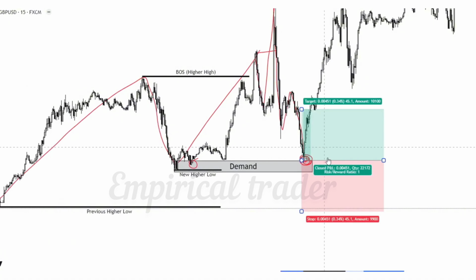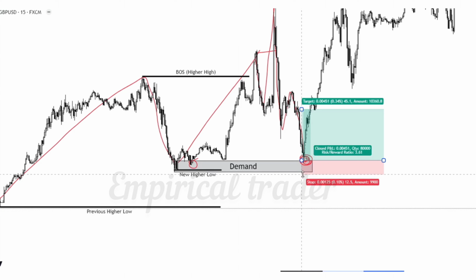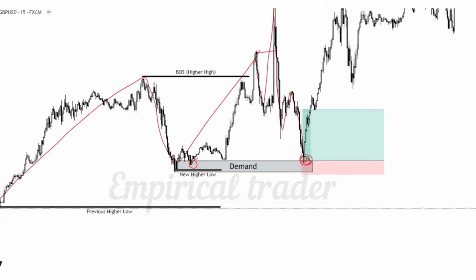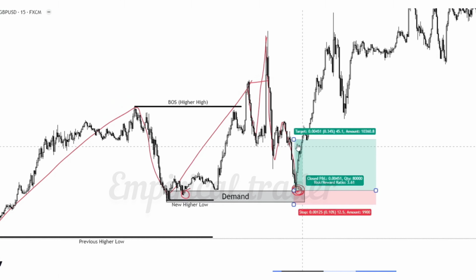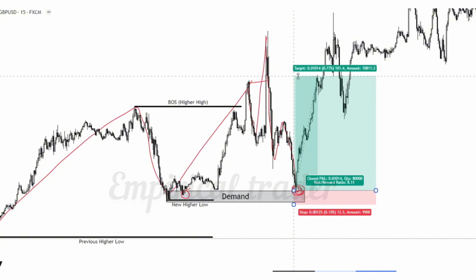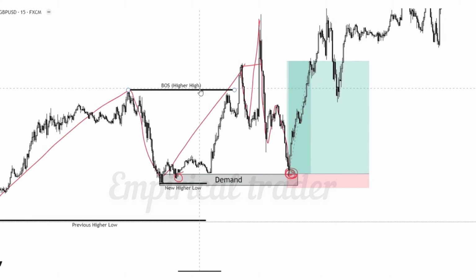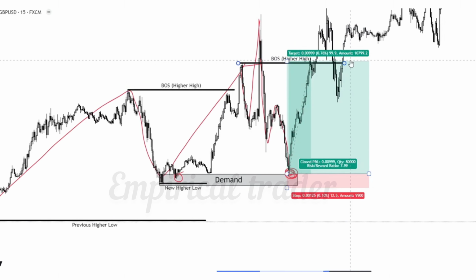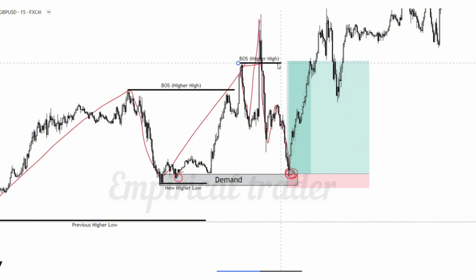Obviously, the entry at the top of the demand, stop loss below the demand. And for take profit, we have multiple options, such as placing the take profit right above the past swing high or right above the new swing high. And in both cases, it gives us a massive risk to reward ratio. However, I would say that this risk to reward is way too high.